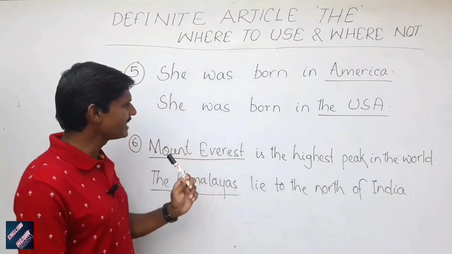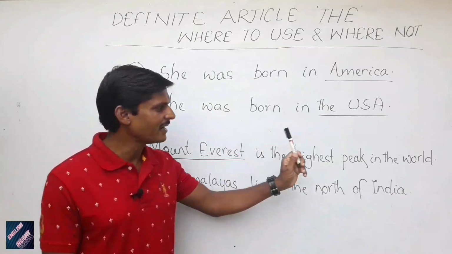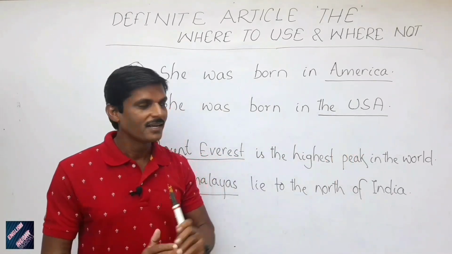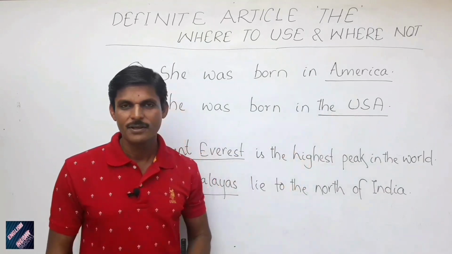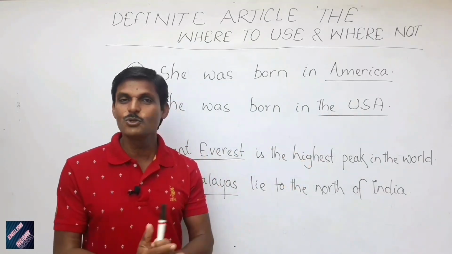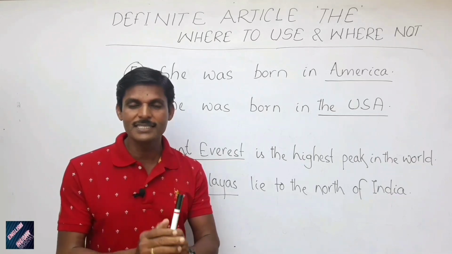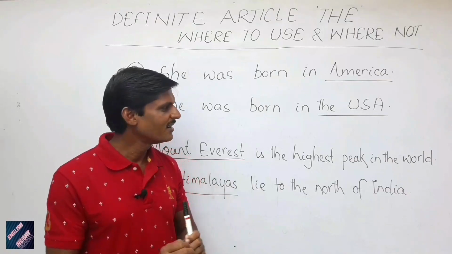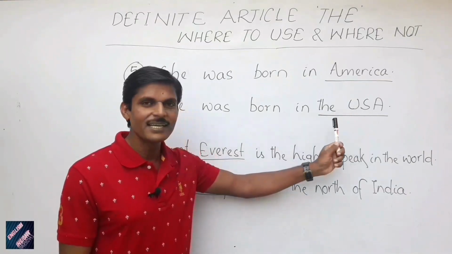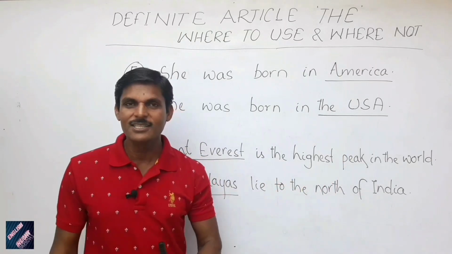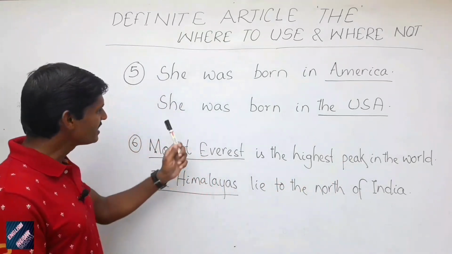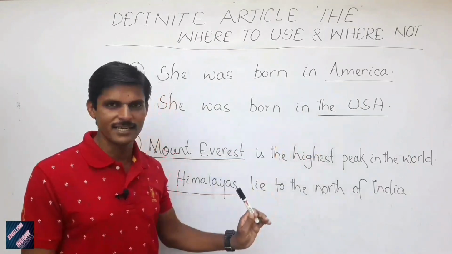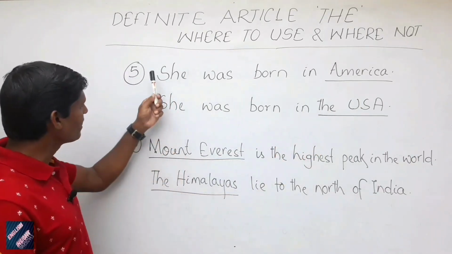Okay? But the second sentence, she was born in the USA. Here it's written the USA. The USA means America, but the is used before USA. So, the rule is very simple. We should remember it. If any country consists of some smaller units, we should use the. As we say, the USA, the UK, the USSR, the UAE. So that's why this sentence is correct. She was born in the USA, not in USA. Okay? This is all about pair number 5.